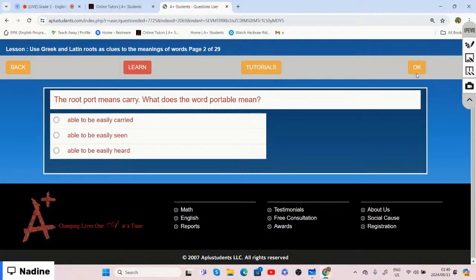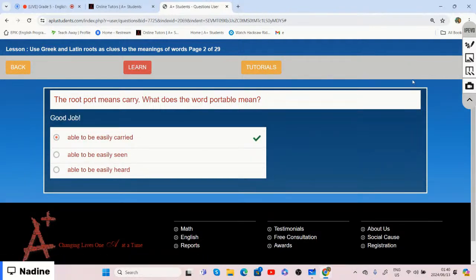All right, so if the root port means to carry, then the word portable would mean, is it able to be easily carried, able to be easily seen, or able to be easily heard? If we were to select our correct meaning, we will say it will be able to be easily carried, because port means to carry.